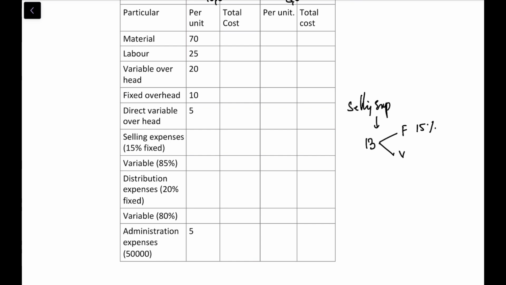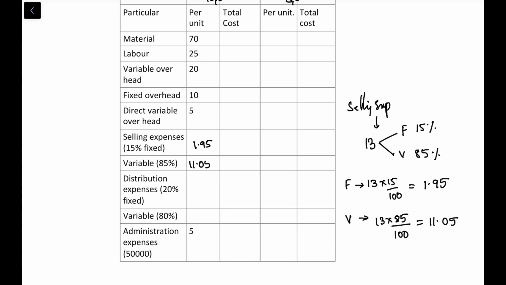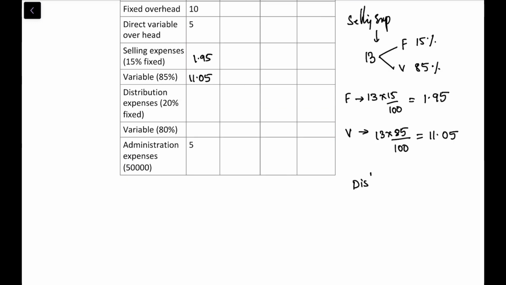What do you mean by 15% expense? Like overall selling expenses is 13 rupees. Out of that 13 rupees, 15% is fixed and rest is variable. So we're considering 100% as a selling expense. Deduct 15% from that, we'll get 85% for variable expenses. Okay, so 13 into 15 divided by 100, 1.95 is your per unit fixed expense, selling fixed expense, and rest 11.05 is your variable expense, selling variable expense.